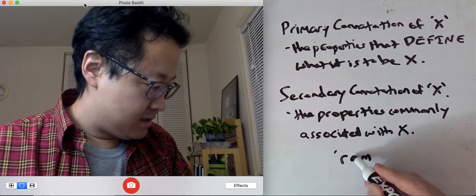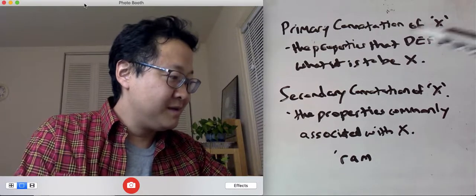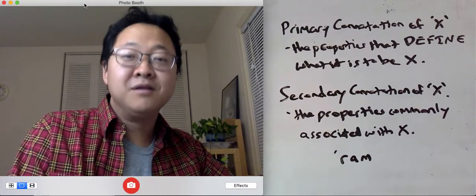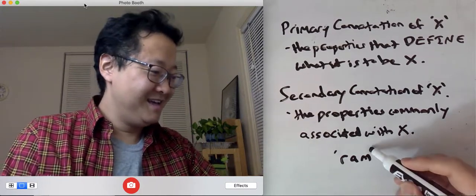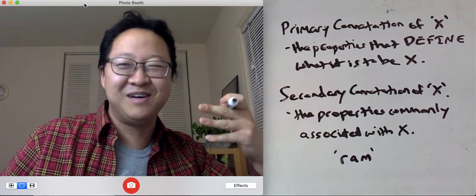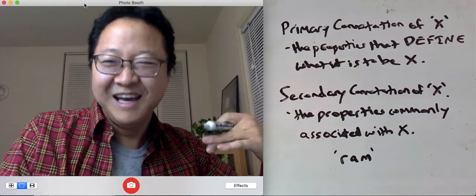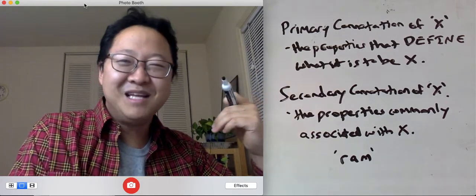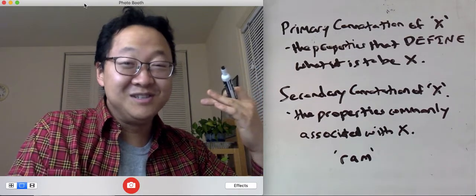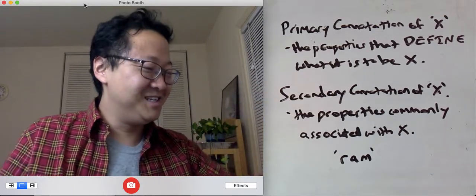And now the primary connotation of the word ram, the properties that define what it is to be a ram, is going to be male sheep. Okay? That's what the definition of a ram is. It's funny that when I teach this in person, many of my students are like, wow, really? But yes, that is what a ram is. And it's funny that people don't know that here at VCU, because VCU's animal is a ram. That's our mascot. So that's what a ram is.